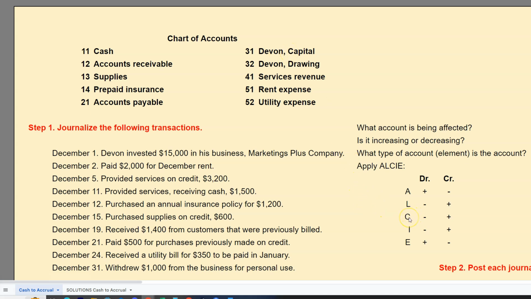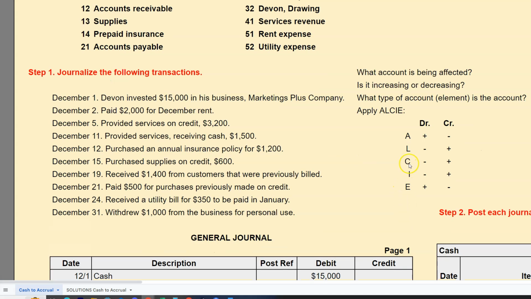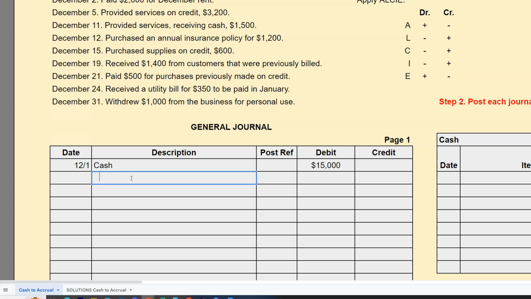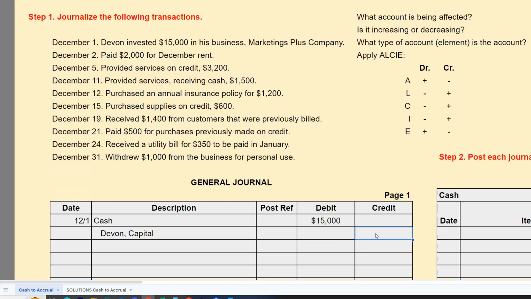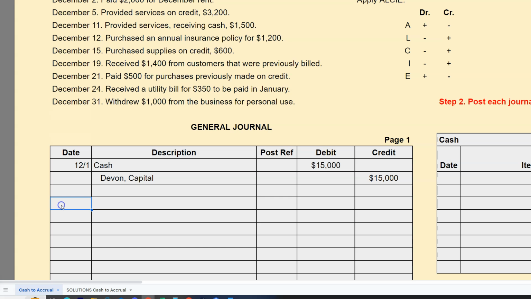So contributions will always make capital go up. Devon capital is a capital account. And how do we make capital go up? We credit it. And I like to indent my credits. So Devon comma capital, just like it is on that chart of accounts, 15,000. So now you see we have at least one debit, at least one credit. We are listing our debits first, and the total of our debits equal the total of our credits. So we are done with that first one. If you're wondering what the post-ref column is all about, just leave it for now. We will come back to that.